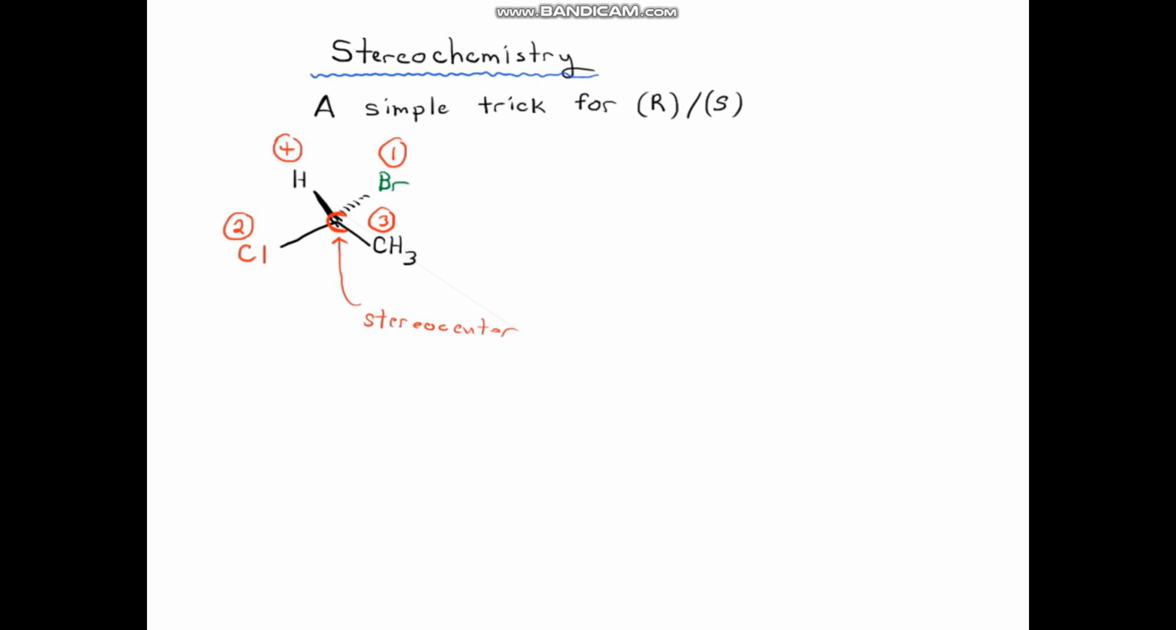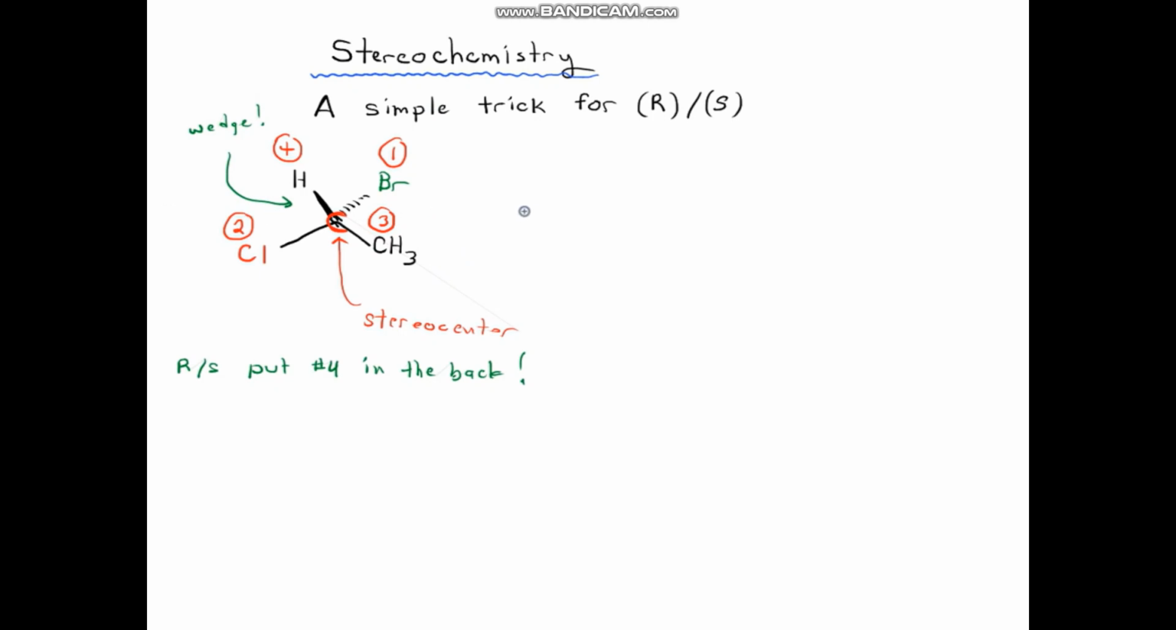And then remember that when we're figuring out R and S, we always put number 4 in the back. Now, number 4 is in the front at this point. Number 4 is a wedge. So how do we figure out R and S even though H is a wedge? There's a long way to do this, and there's a short way to do this.